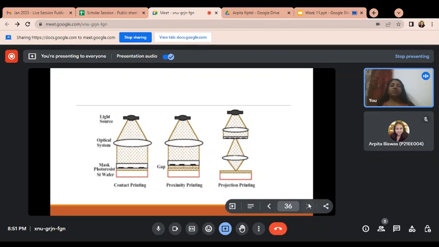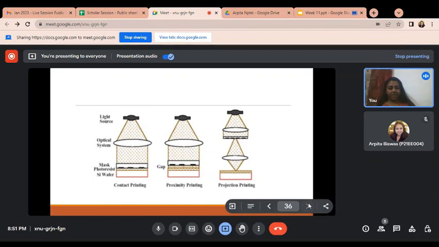So here we can see the mask and the photoresist are in contact. That's why it is called the contact printing photolithography process. And in the proximity process, you can see there is a small gap between the mask and the photoresist, so it is called proximity. So why do we go for the proximity printing optical lithography process?